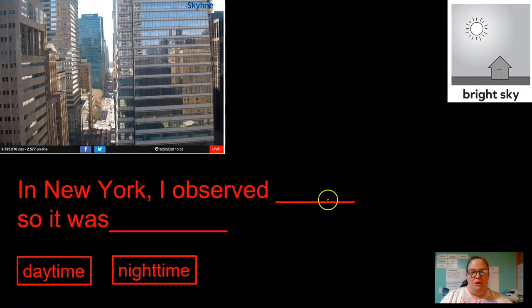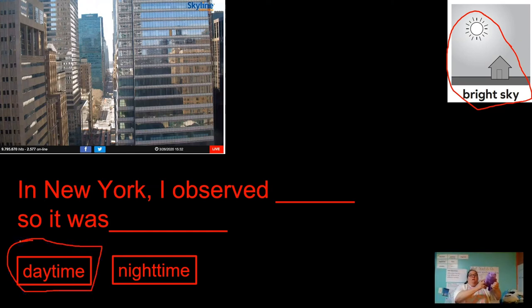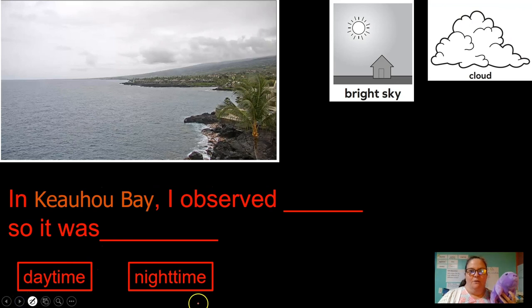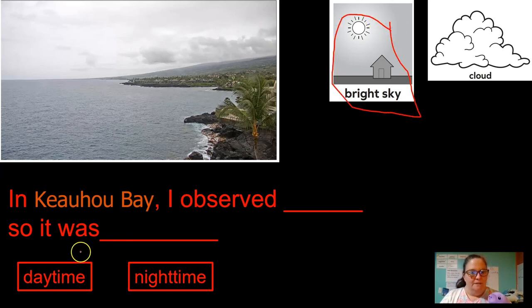Okay, and New York is bright sky. And that's daytime. In New York, I observed bright skies, so it was daytime. All right. I hope you guys are all saying it along with me and Rosie. Otherwise, we're going to feel silly. Okay, here's our last one. Keauho Bay. Bright sky. And that means it's daytime. In Keauho Bay, I observed bright sky, so it's daytime. We did it! Yay!